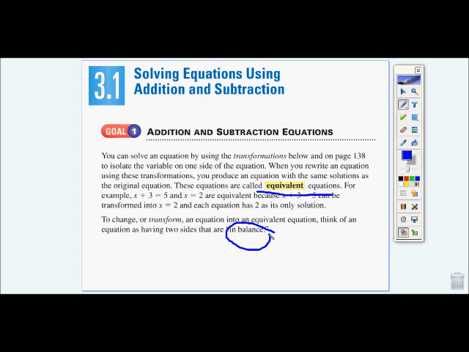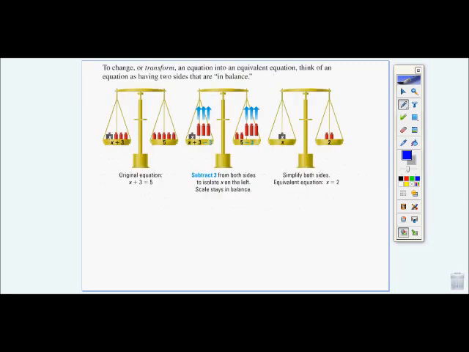I'm going to just go ahead. You can read through this. I'm going to go ahead to the next screen.